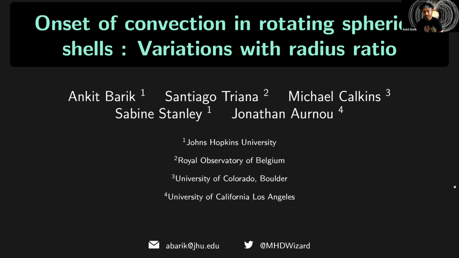Thank you very much for the invitation. Today I'll talk about, as Adrian mentioned, not MagIC, despite that being the main code I use, but a linear code, where we have used it to study the onset of convection in rotating spherical shells, and in particular the variations with the radius ratio, the aspect ratio of the shell. How do things change?